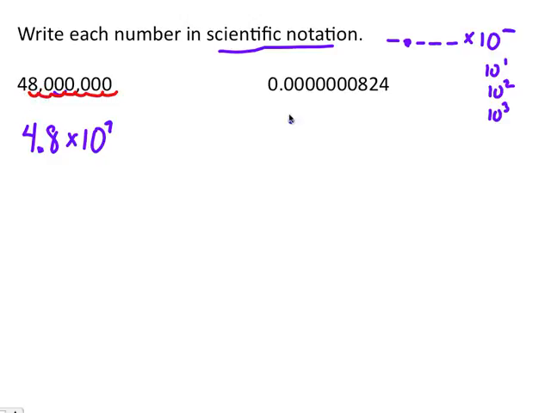The same thing works for this other number. We want to have one digit that's not a 0, so that one doesn't count. We want the decimal after the 8. So it should be 8.24 times 10 to the, and we want the decimal here, but it should go really far back there. So that's 1, 2, 3, 4, 5, 6, 7, 8 places, but it needs to go to the left. So in order to write that, we write our exponent as -8. Okay, so that's those two numbers in scientific notation.